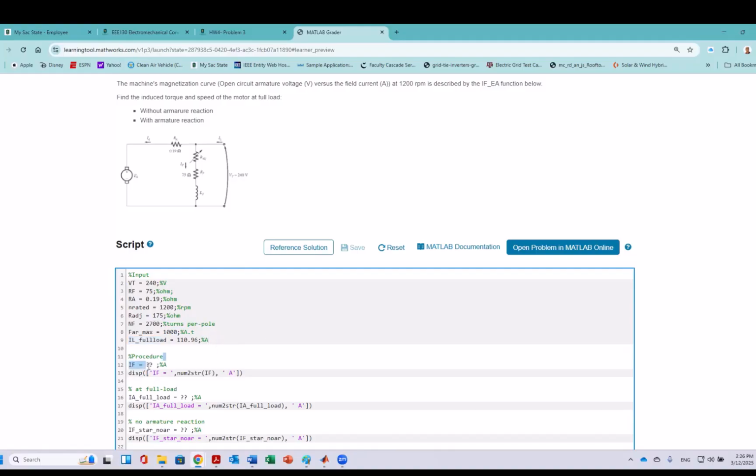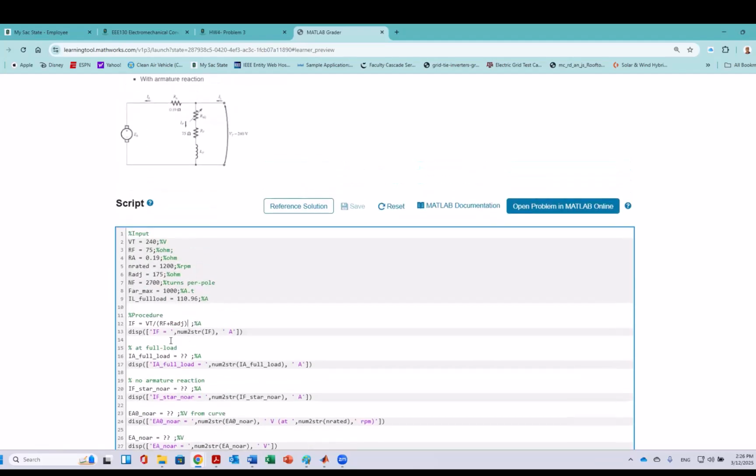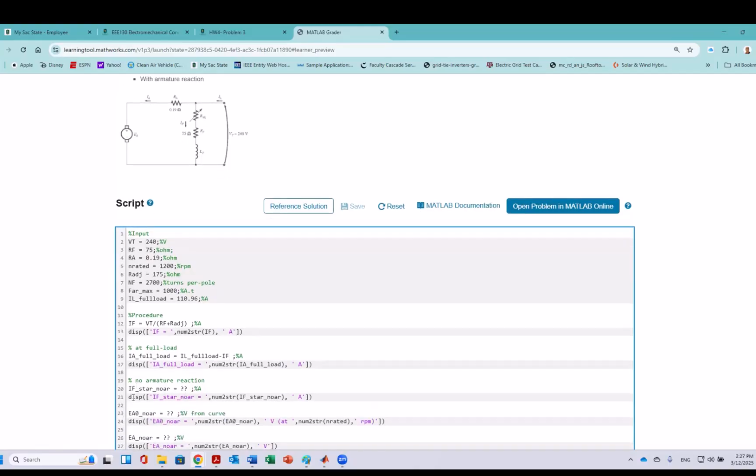So the first part is just easy, finding IF. Since we know VT and our RF plus our adjustable resistor, we can find IF. The second part says, what is IA at full load? The difference between IA and IL would be the IF, and since IF is constant, we can find IA at full load from IL at full load minus IF. So that's how you can find IA at full load.